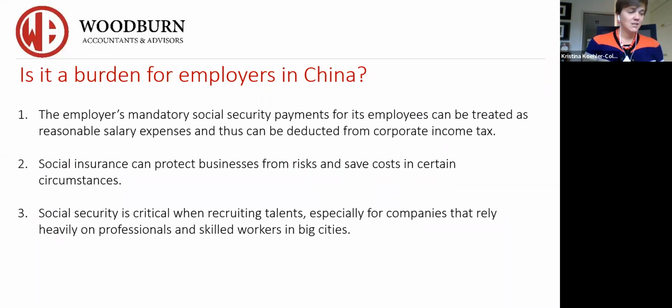Now, a question that I get often is, oh, this social insurance is such a pain. It's such a burden for us. It's such a cost for us. Ultimately, we always need to calculate like 45 to 50% on top of the gross salary as a rule of thumb and calculation. This is ridiculous.